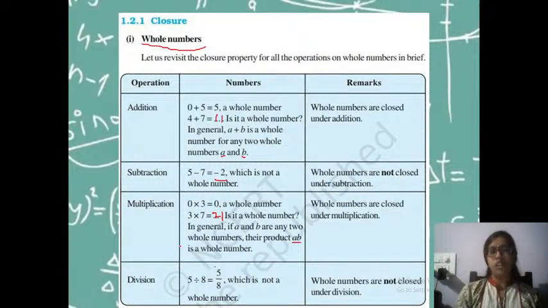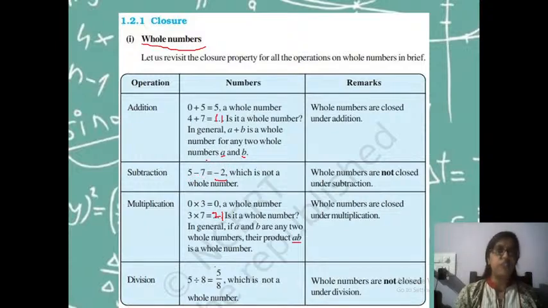So the whole numbers will be closed under addition and multiplication operations, and under subtraction and division the whole numbers will not be closed. Understood? Those things you have to keep in your mind when we consider the whole numbers in the closure property. Understood? So that is a plus b equals c, and a minus b is also c, but it is in the minus sign, so it will not be closed.